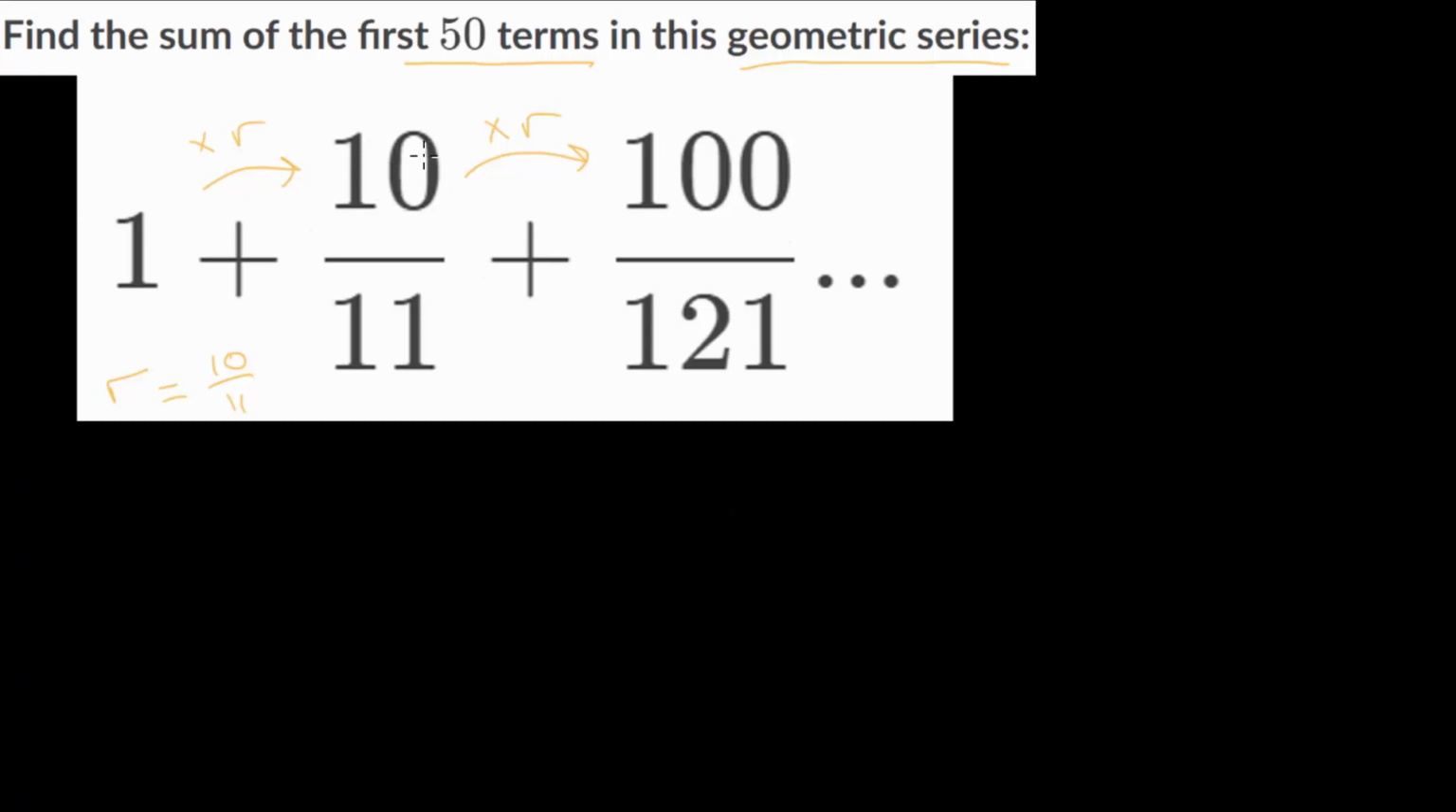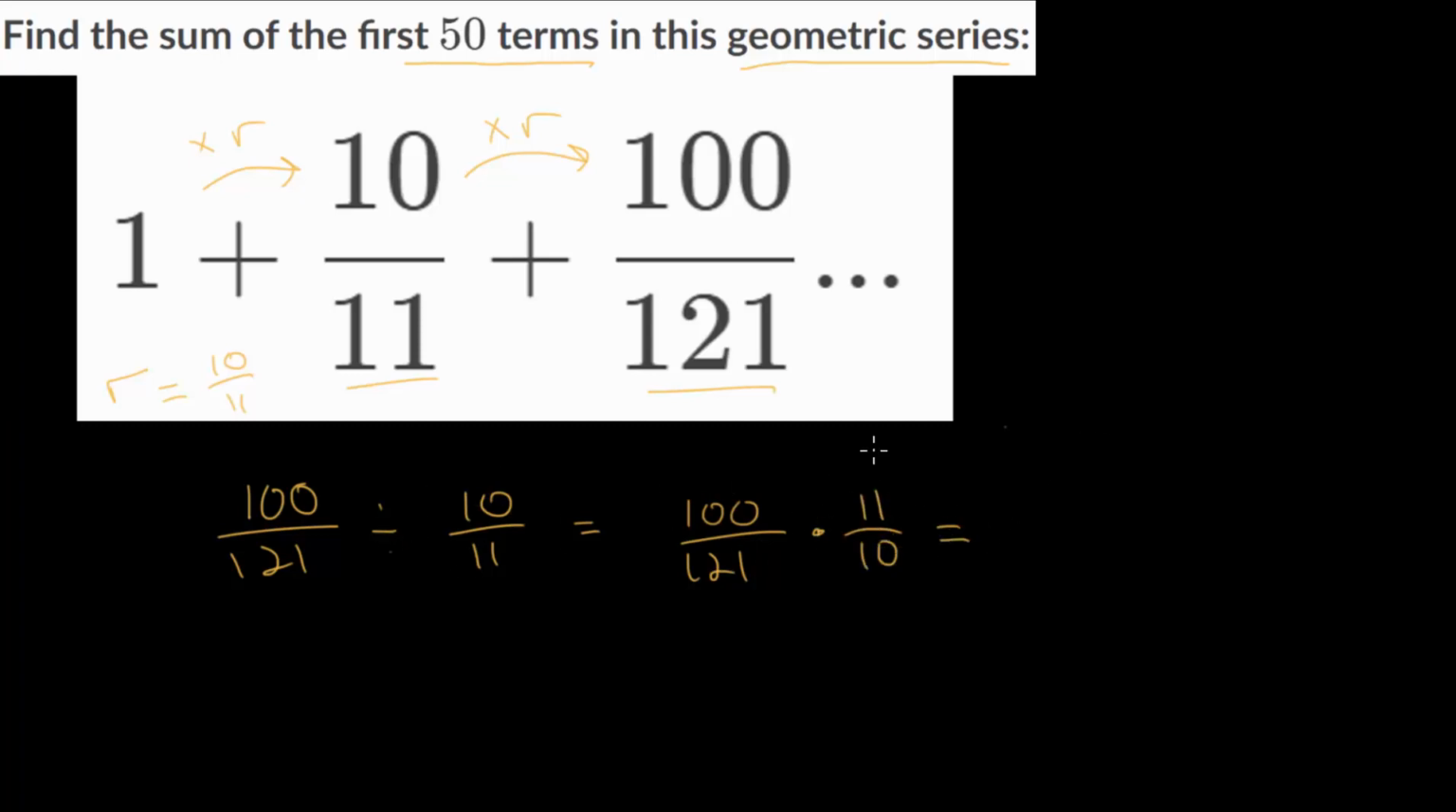And you can see that if we take 10/11ths and multiply it by itself, 10 times 10 is 100, 11 times 11 is 121. Now, if it wasn't as straightforward as this, what you can always do to find r is take one term and divide it by the one before it. If we take 100 over 121 and divide it by 10/11, we can change this to multiplication: 100 in our numerator, 121 on the bottom, multiplied by 11/10. We flip this and change it to multiplication.